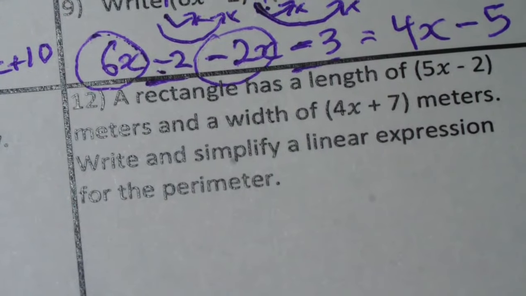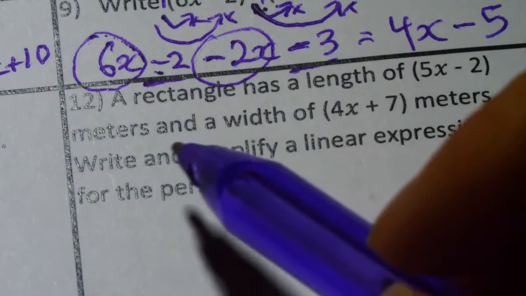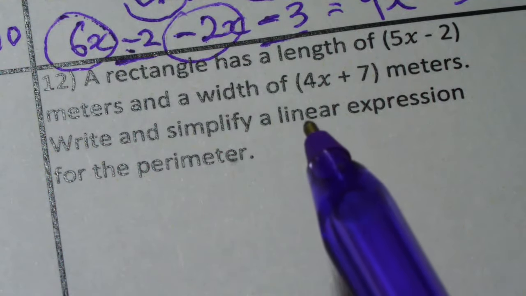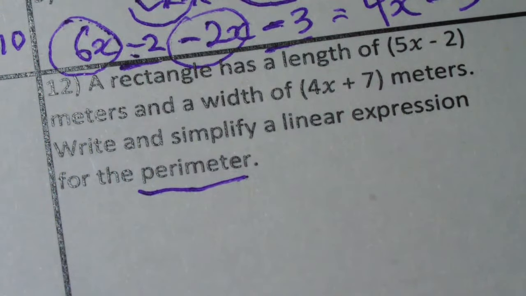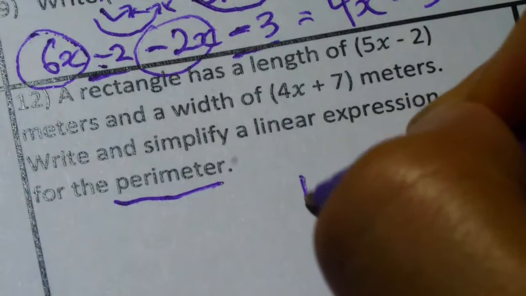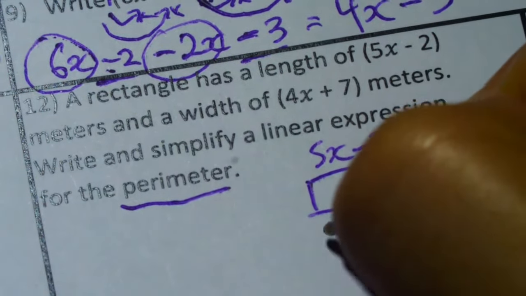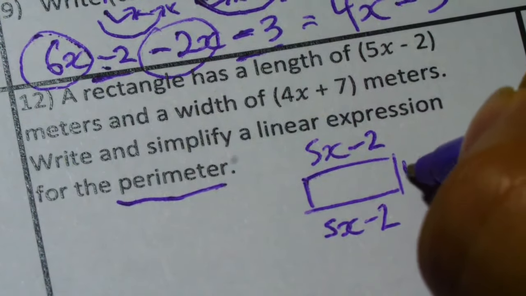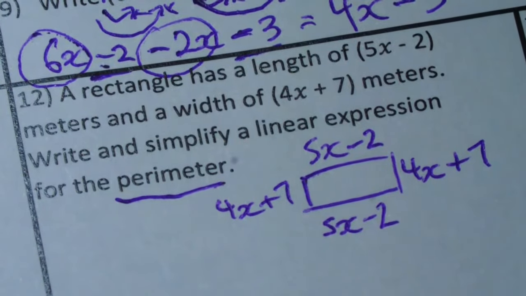So same question here again. It's another rectangle. We have a length of 5x minus 2 and a width of 4x plus 7. We have to write and simplify a linear expression for the perimeter. Again, we're going to do the perimeter. Here I'm going to draw my rectangle because there's no picture here. So we have 5x minus 2 for the length, and the width is 4x plus 7.